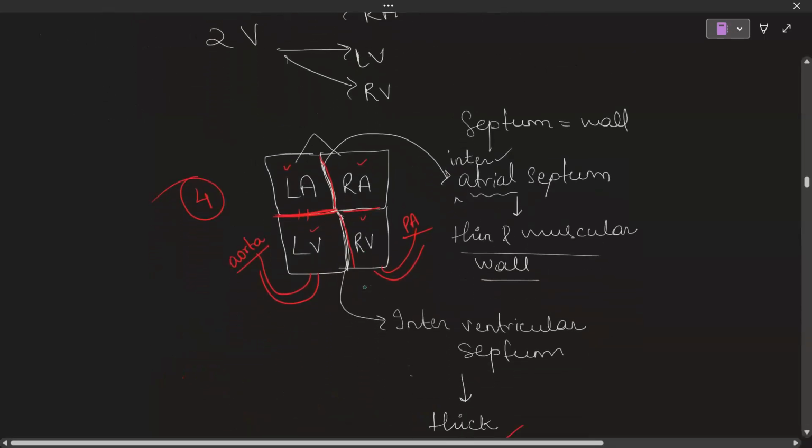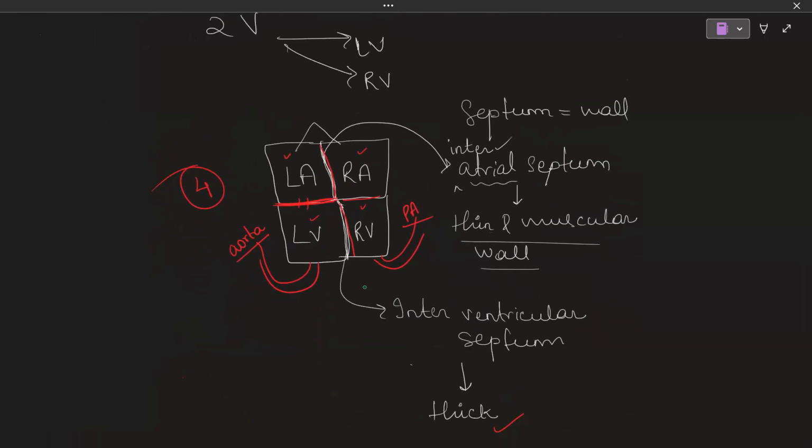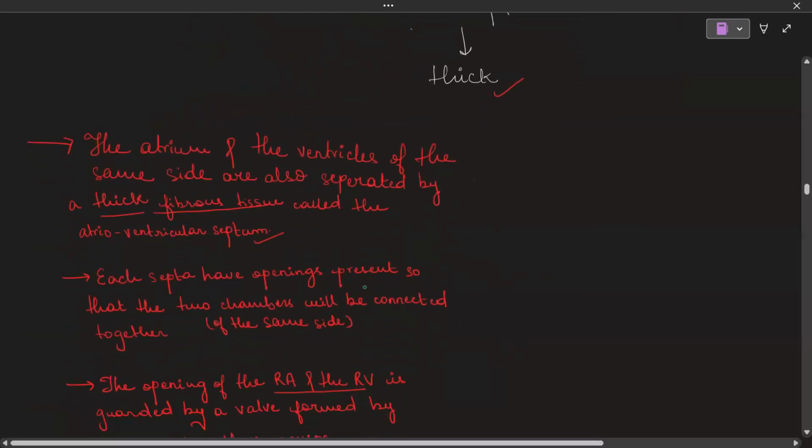Now, our heart has four chambers, as we know: two auricles, two ventricles, right and left. In between the left and the right auricle, there is the interatrial or interauricular septum. It is a thin, muscular wall. A septum is sort of a wall which divides the two chambers. In between the two ventricles, there is the interventricular septum, which is thicker than the atrial septum, because always remember that the ventricles are thicker as compared to the atria.